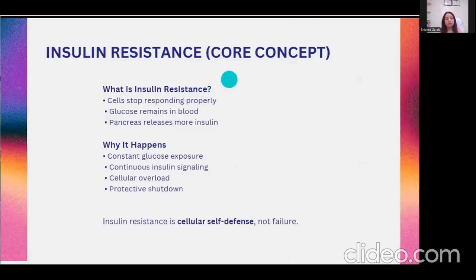So, what is insulin resistance? The core concept is that insulin resistance means the cells stop responding properly to insulin. Insulin is present, sometimes even in high amounts, but the cells are no longer opening their doors easily.